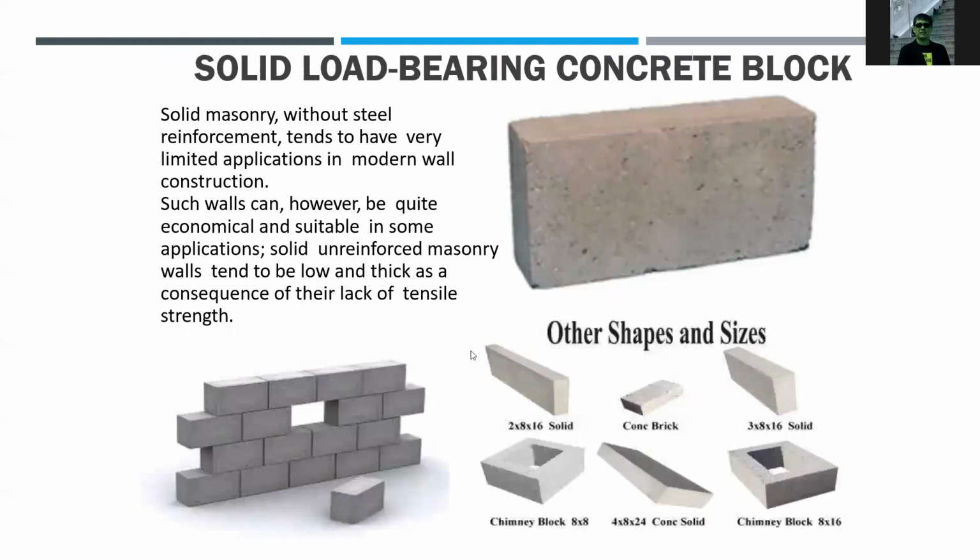Solid load-bearing concrete blocks, as shown in the figures, are solid masonry without steel reinforcement. They tend to have very limited applications in modern wall construction, but in the United States, this is a common material. Such walls can be quite economical and suitable in homes application. Solid and reinforced masonry walls tend to be low and thick as a consequence of their lack of tensile strength.